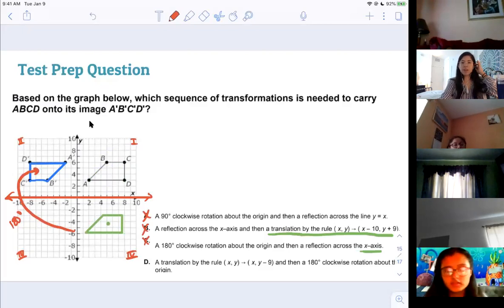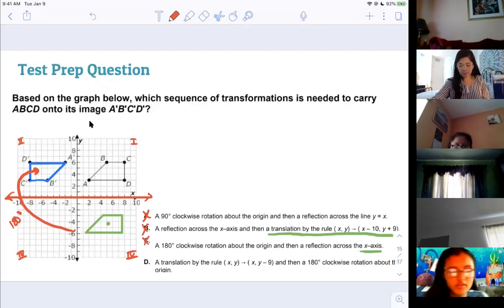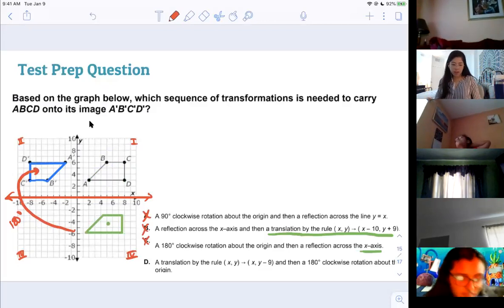Okay. And you can always double check. How would I double check? If I had more time, what would I do to double check? We would use our rule. Our rule is negative x and negative y. Perfect. And then the x becomes negative and the y becomes positive. Exactly. So it is.